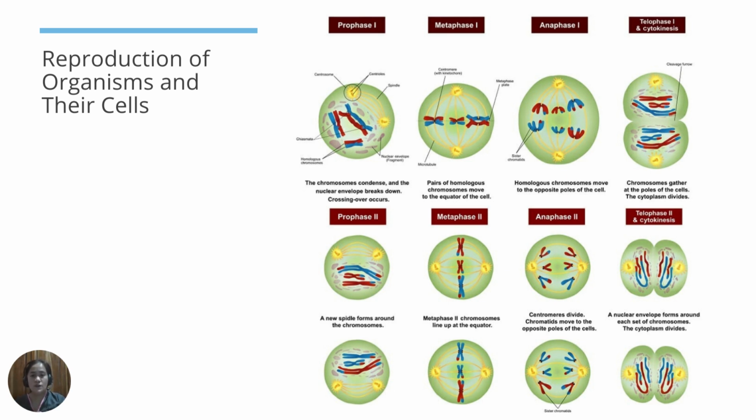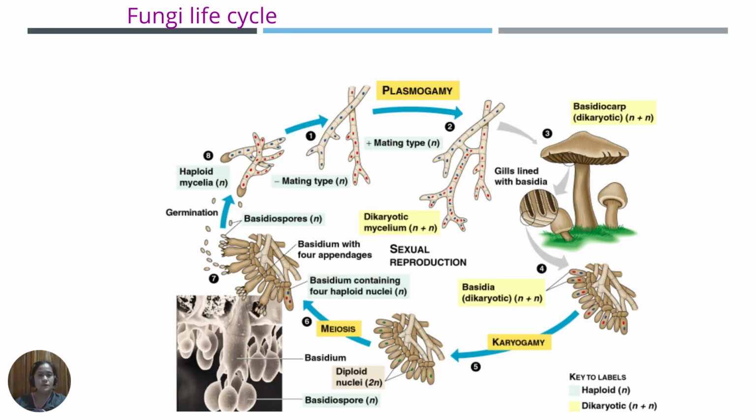Pagdating ng telophase, ayan, chromosomes gather at the poles of the cells. The cytoplasm already divides. So at pagdating ng telophase 2 and yung tinatawag natin na cytokinesis, a nuclear envelope forms around each set of chromosomes. Then the cytoplasm divides. Okay? So, okay na tayo dyan, ha?